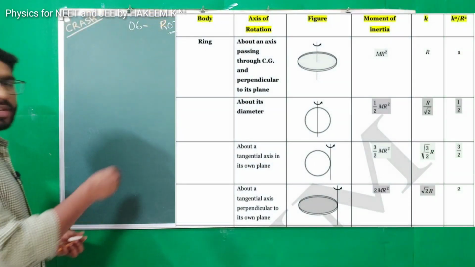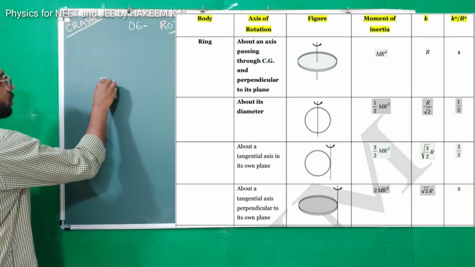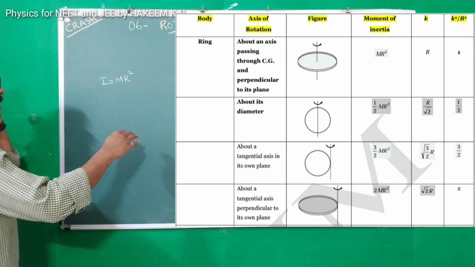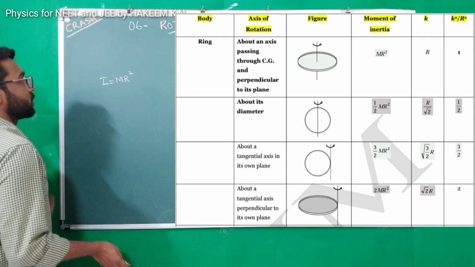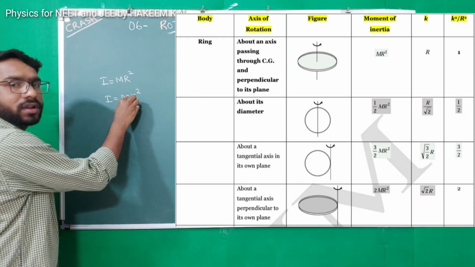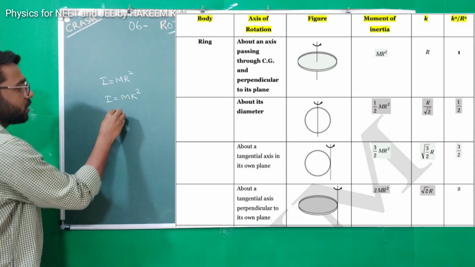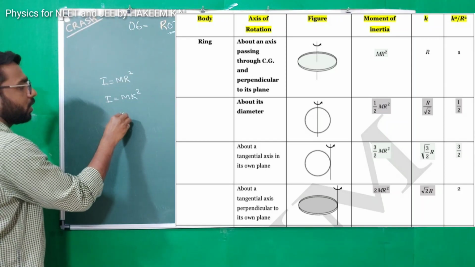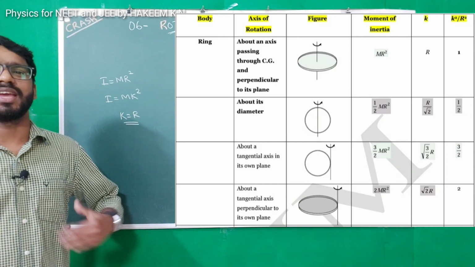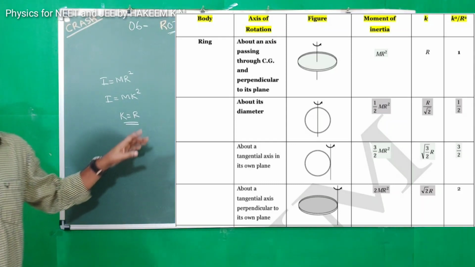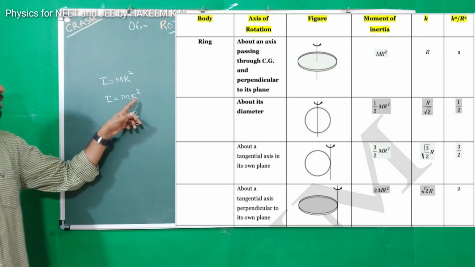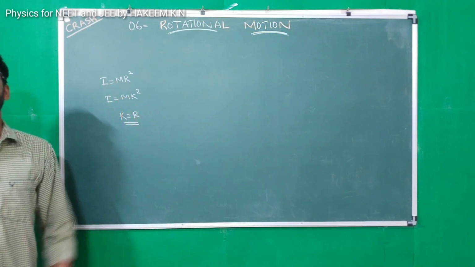For a ring, its moment of inertia I equals Mr square about an axis perpendicular to the plane through center of mass. The general relation of moment of inertia is Mk square, where k is the radius of gyration. By comparing, we get k equal to R, the radius of gyration that we are seeing in that table. And then k square by r square is equal to 1.